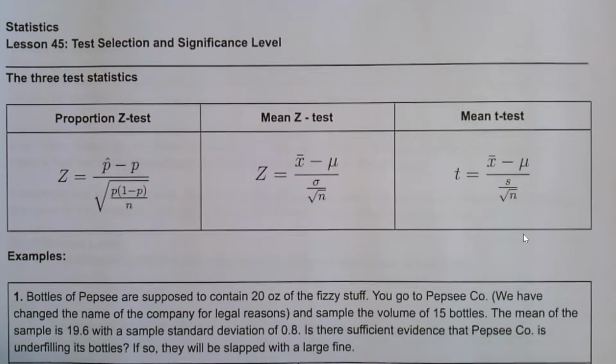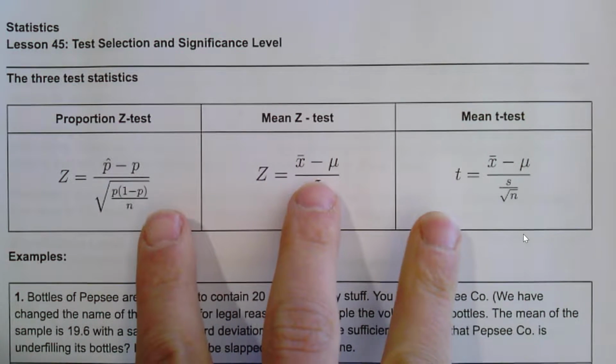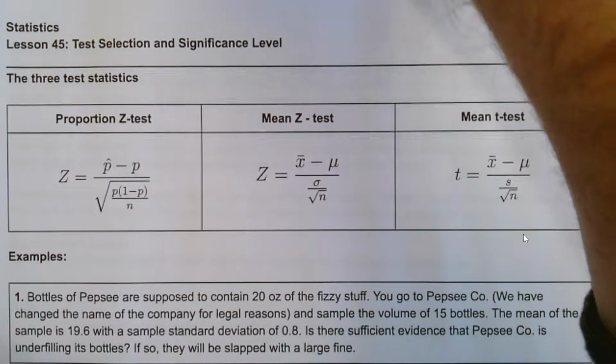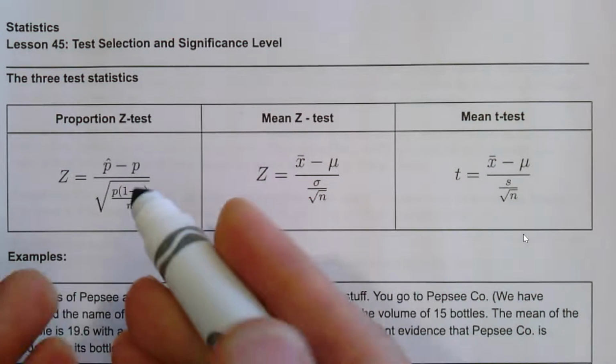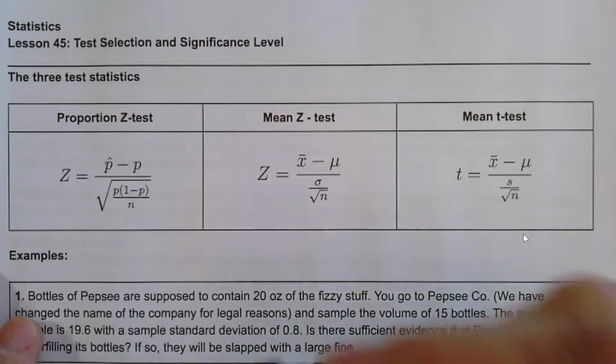Hey, Mr. Klein here, and today I'm going to be talking about test selection. As you can see on your paper here, you have three options for tests, 1, 2, 3, and when you read a problem, you're going to need to identify which one of these test statistics to use. And so I'm going to begin this way.